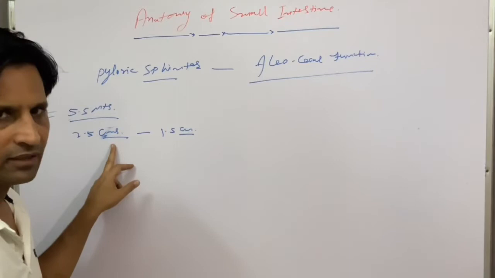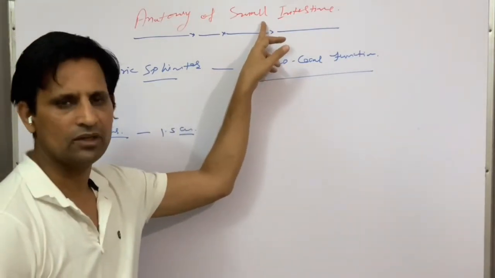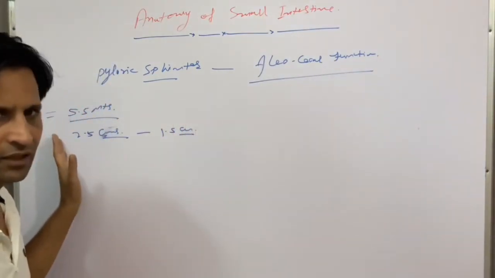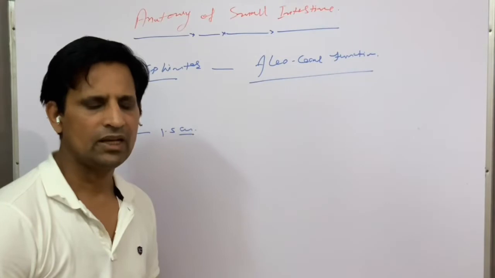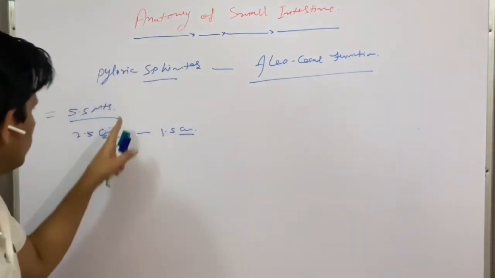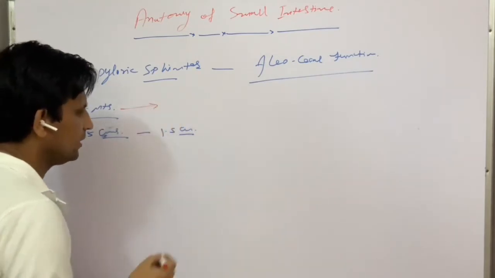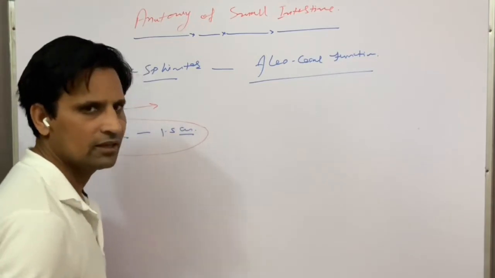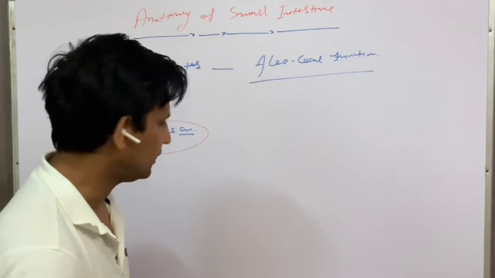Because of this diameter, this portion of the intestine is named the small intestine. The diameter of the large intestine is much larger than the small, but the length of the small intestine is greater than the length of the large intestine. So it has a greater length than the large intestine, but because it has a smaller diameter, it is called the small intestine.